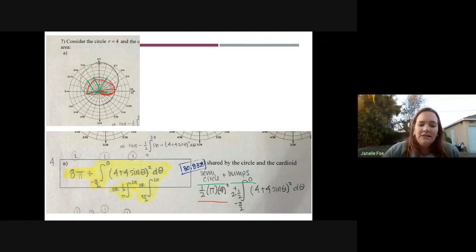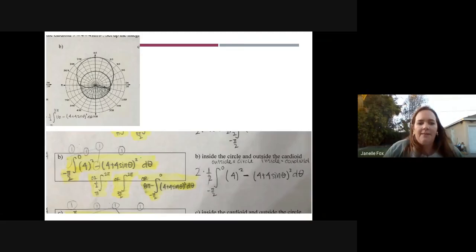You could have doubled things or not. Lots of choices. So something along those lines would have been this one right here. Okay. And then the next one, question B, said inside the circle but outside the cardioid. So this was the cute little moon shape, where the moon had a nose down here on the bottom.